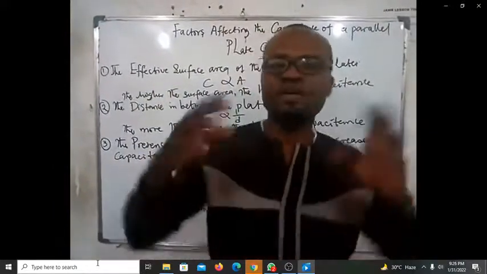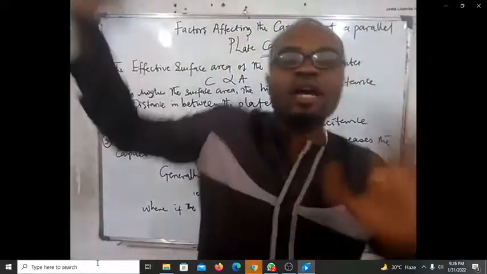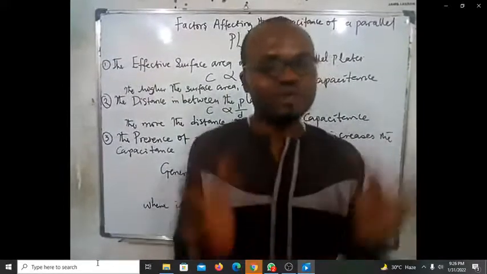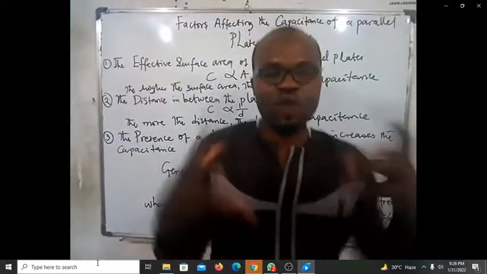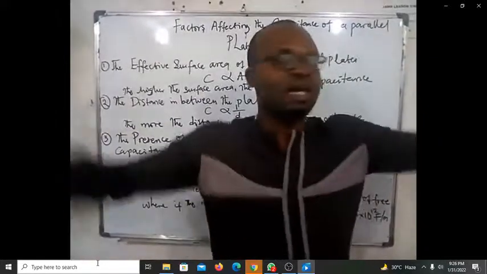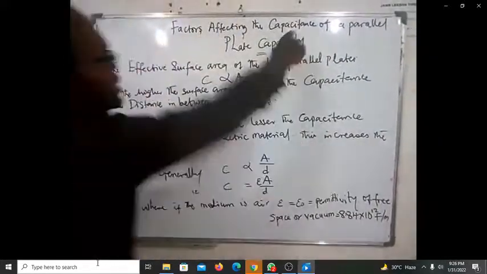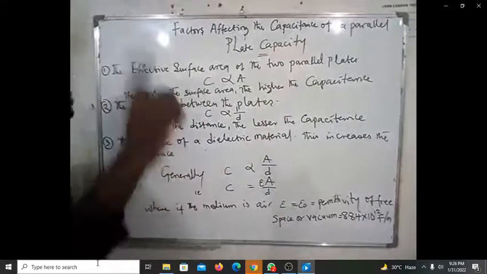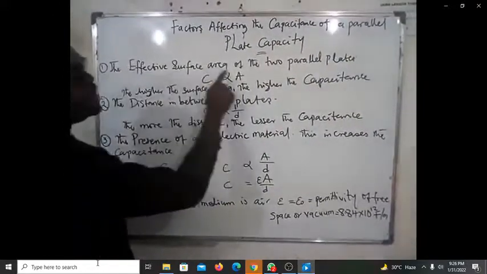What are those things that make the capacitance to be either too high or too low? What are those things that you take into consideration when you are building a capacitor in order to ensure that the capacitance is high? What are those factors that affect the capacitance of a capacitor? Number one, the effective surface area of the two parallel plates.